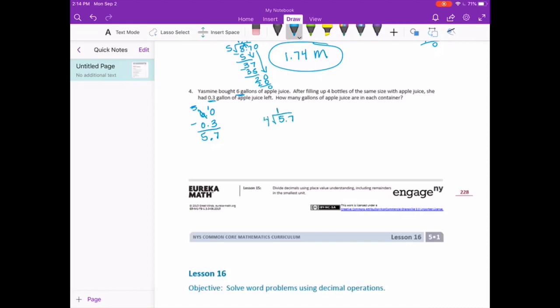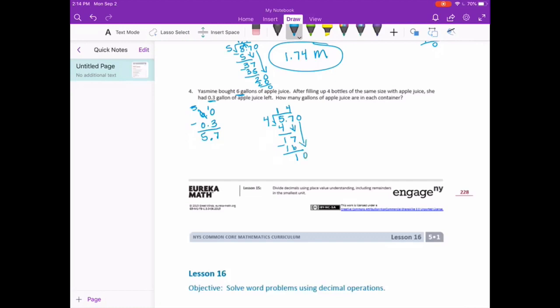4 goes into 5 one time. 1 times 4 is 4. 5 minus 4 is 1. Bring down the 7. 4 goes into 17 4 times. 4 times 4 is 16. Subtract, I have 1 as a remainder. We don't want a remainder, so we're going to keep going. Add a 0. Bring it down.